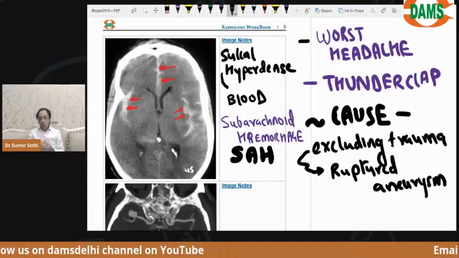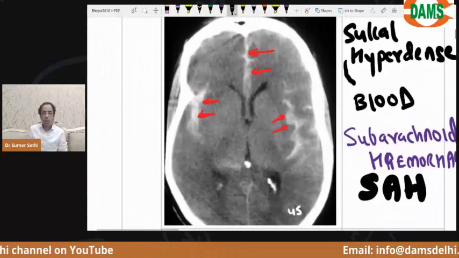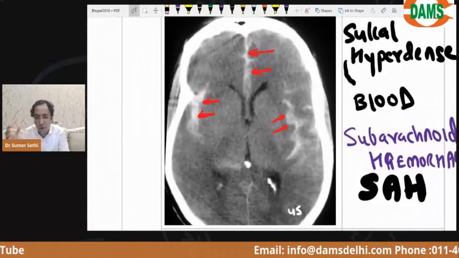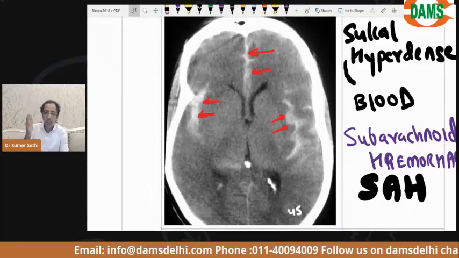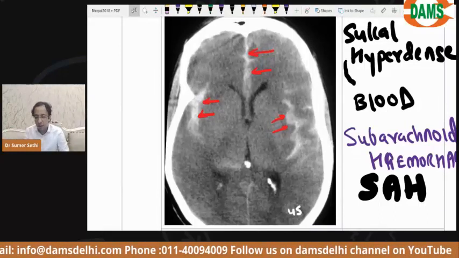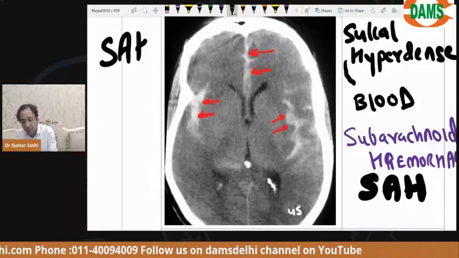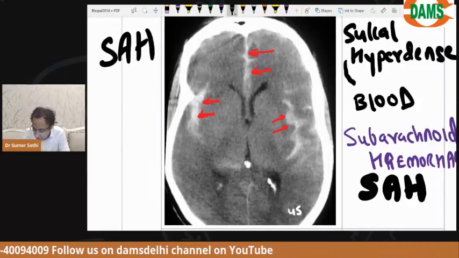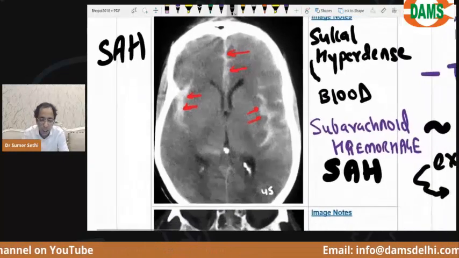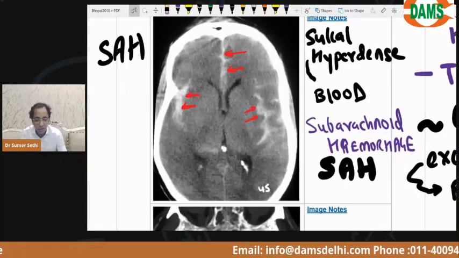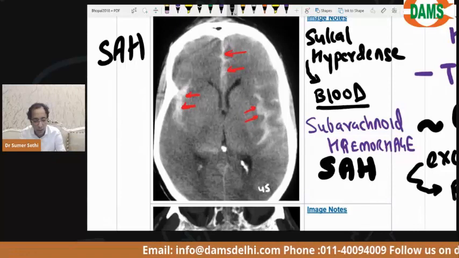Are you clear? So this is the image that they showed last year in NEET exam. They said a 45-year-old lady has severe headache. Look at the CT and tell us what has happened. You just had to mark SAH. So this is how subarachnoid hemorrhage looks like. Sulci appear hyperdense. The CSF is replaced by blood.